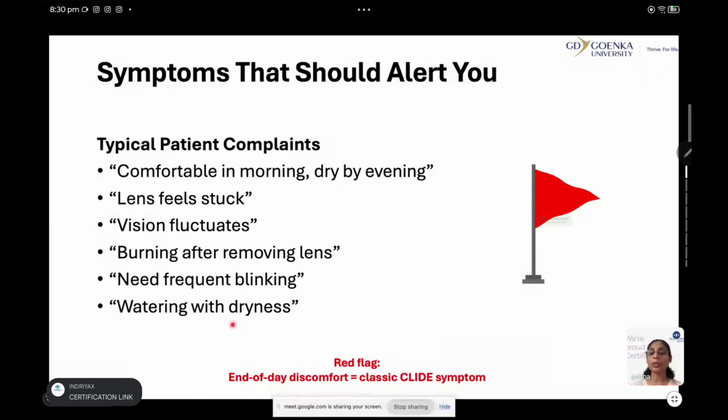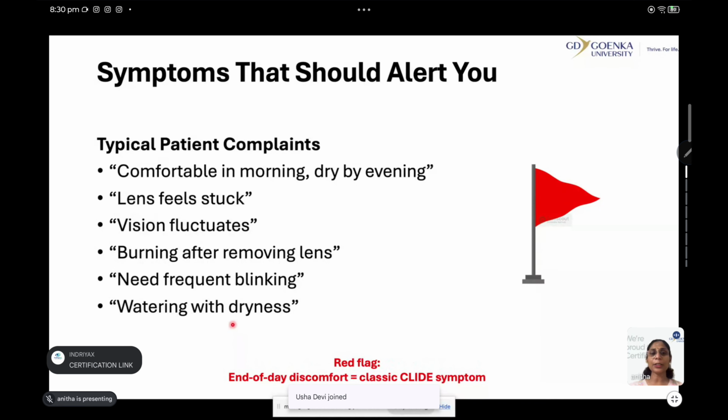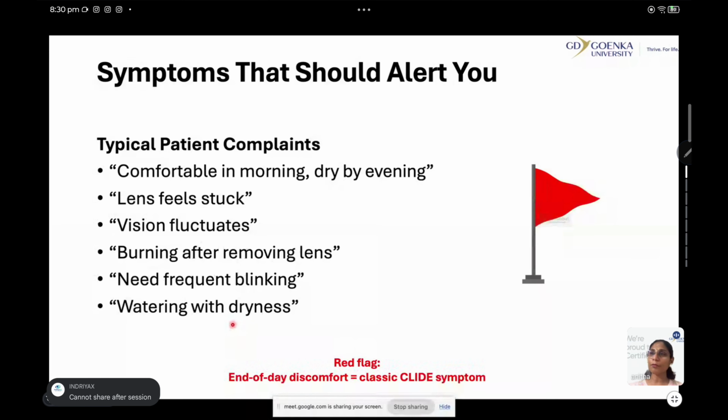Now, what are the symptoms that you should be alerted to? Typical patient complaints are: comfortable in the morning, but the eye feels dry by evening. The lens feels stuck onto the eye, or the vision fluctuates; it's not really uniform. There is a burning sensation after I remove the lens, or I need to blink frequently, or there is an increased amount of watering with dryness. So the red flag is end-of-day discomfort itself; this is a very classic CLDEE symptom. Always remember, 'shuru mein theek hai' and then it gets worse by the end of the day indicates a CLDEE symptom.